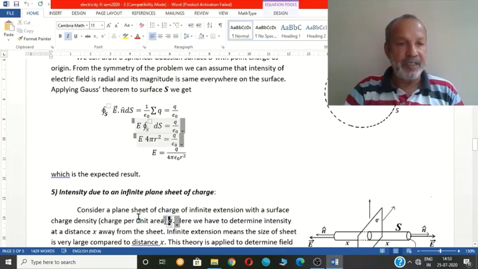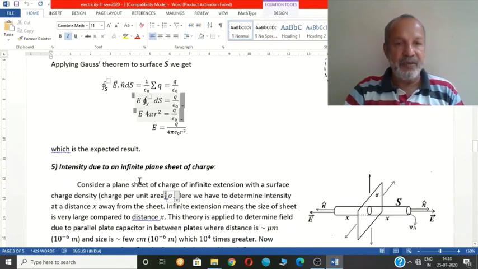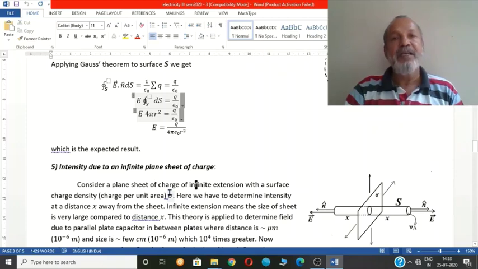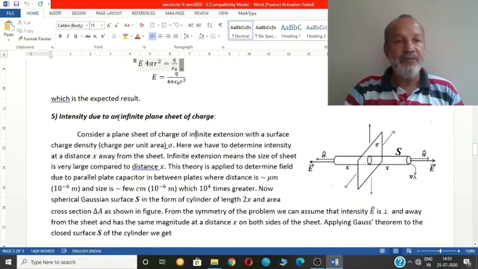So the fifth application is intensity due to an infinite plane sheet of charge. This is a proper topic. Actually, this has got application in the case of a parallel plate capacitor. For deriving the capacitance of a parallel plate capacitor, we require the intensity due to a plane sheet of charge. So this is an infinite plane sheet of charge.